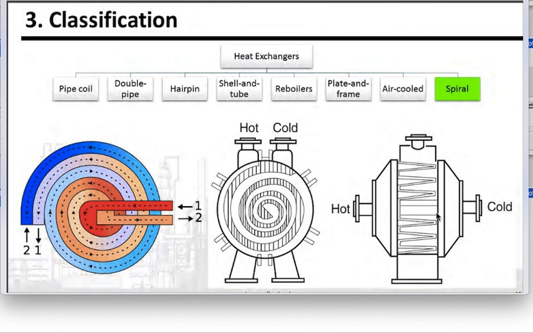This is a brief discussion about the spiral heat exchanger: what the disadvantages of using this type of equipment are, what the advantages are, and when to choose this design for the exchanger.